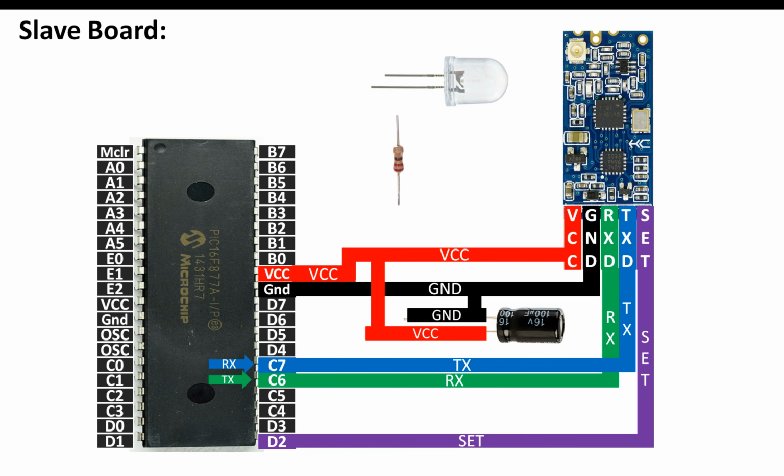And to connect this LED with a PIC, it's better to use a resistor, because to limit the current, this will act as a safety device. So you can use a 100 ohm to 500 ohm resistor. I'm going to use this 220 ohm resistor.